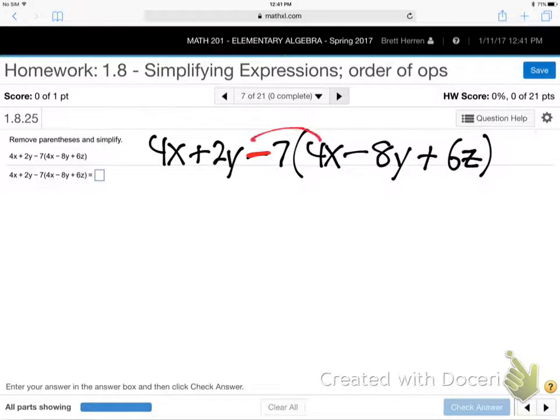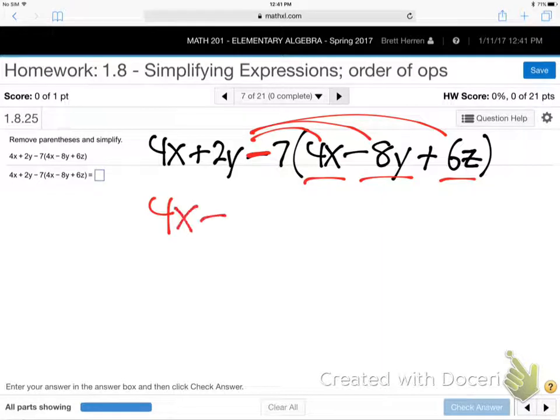So the minus 7. Boom, boom, boom. In we go, right? Boom, boom, boom. So here, let me just bring that 4x and 2y. They're just sitting there watching. The parentheses are going to drop off. The walls are coming down.